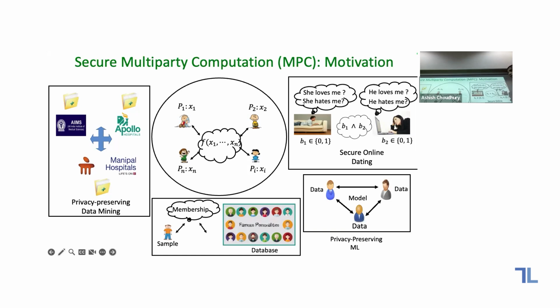Or in other words, they would like to compute the function by keeping their data as private as possible. This is fundamentally one of the very important problems in secure distributed computing, because if you have a good solution for this abstract problem, you have a solution for various real-world applications.